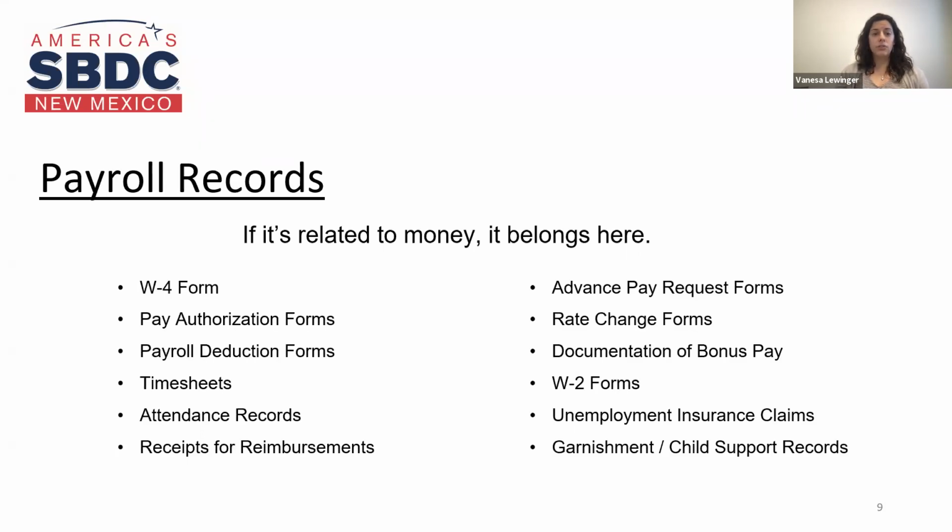Payroll records. If it's related to money, it belongs in this file. So we're talking about things like W-4 forms, pay authorizations, payroll deductions, timesheets, attendance, historical tax information, unemployment insurance claims, garnishments, child support orders. By creating a separate file for these payroll items, we're able to give different departments, like the accounting department, access to that information as they need it.